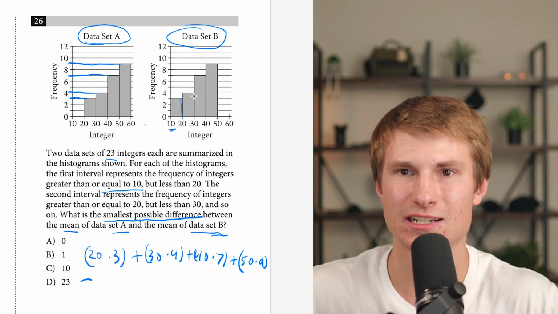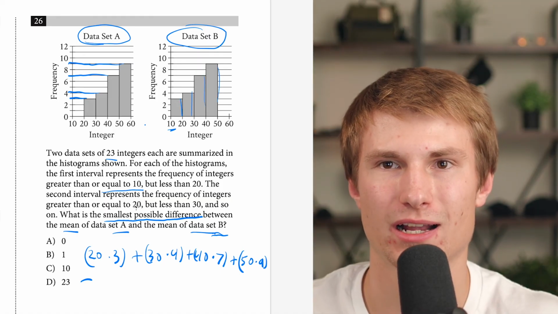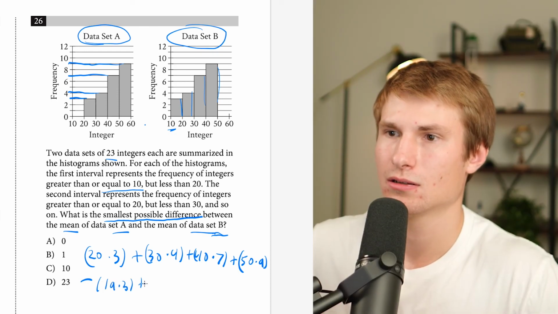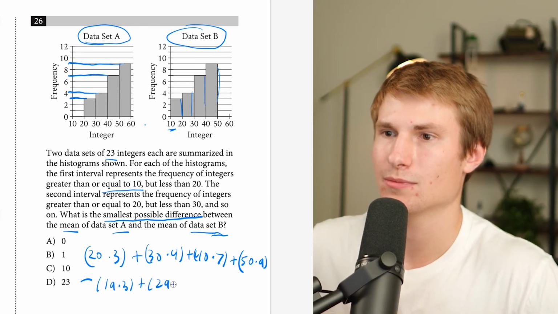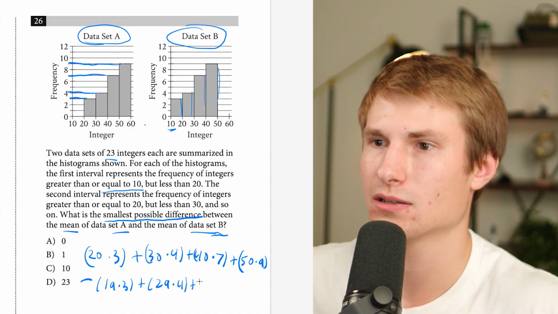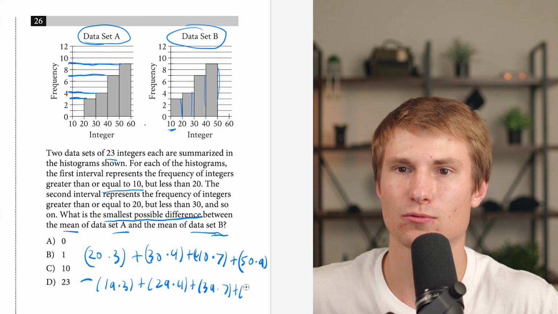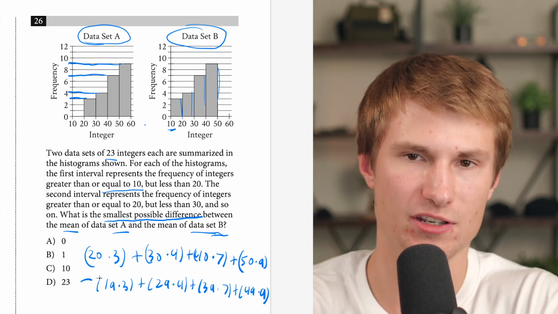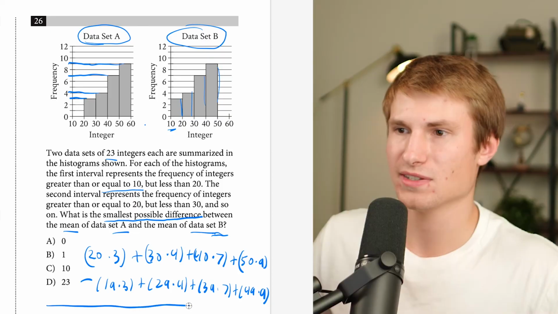So that's going to be 19, 29, 39, and 49. Okay, so that's going to be minus 19 times 3 plus 29 times 4 plus 39 times 7 plus 49 times 9. All right, and then we got to subtract that, obviously. So let's go ahead and put this in our calculator.